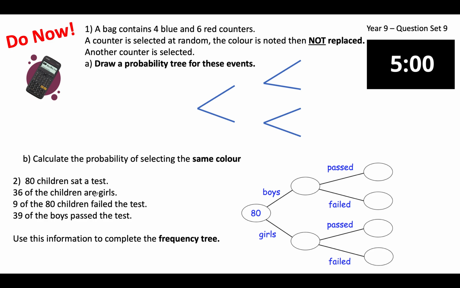The second counter you pick out, the probabilities are going to be different. And then another frequency tree for you. Okay, right, you've got 5 minutes. Have a go at everything, please. Off you go.